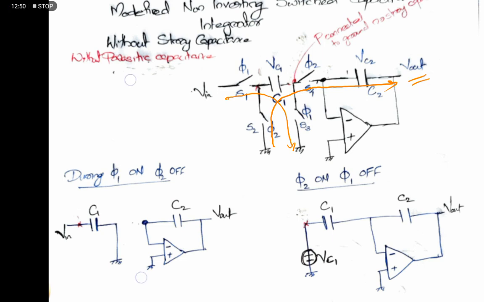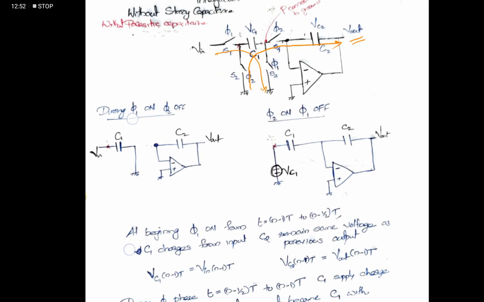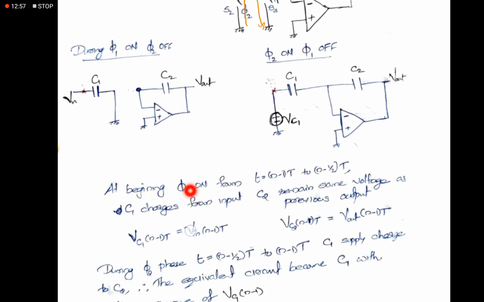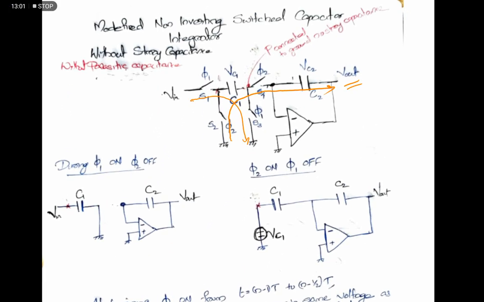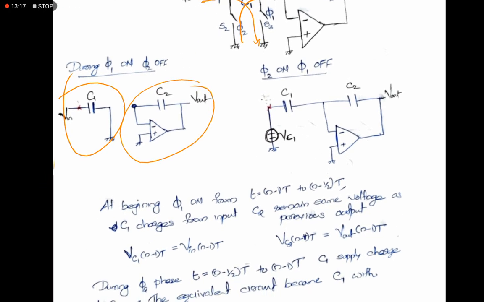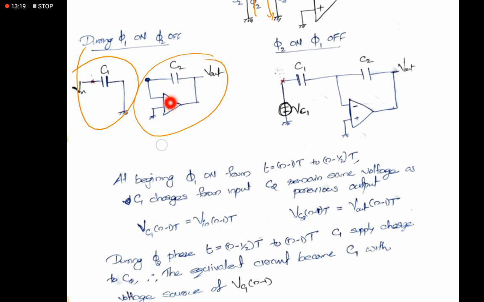For analyzing this, we consider each half cycle. Initially, when phi 1 is on, the charging capacitor is not connected to the op-amp. So the circuit looks like C1 is isolated and C2 is isolated. Due to the feedback, the capacitor holds the charge. Due to this feedback, the capacitor cannot discharge and it will hold the charge.